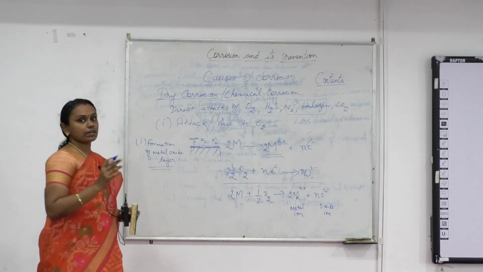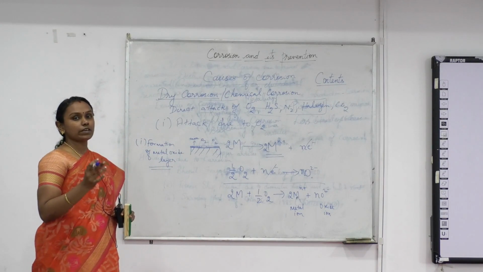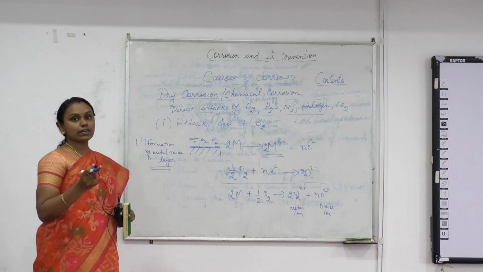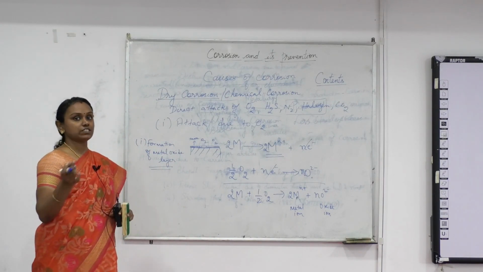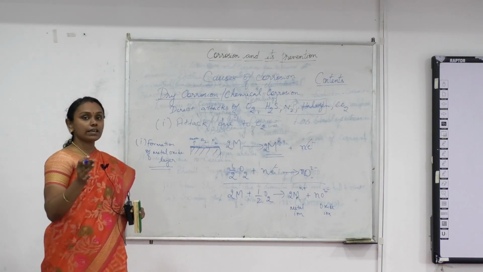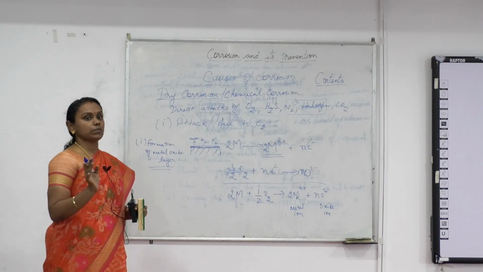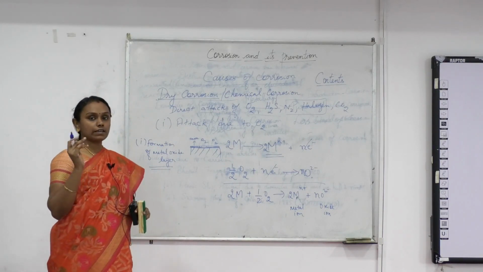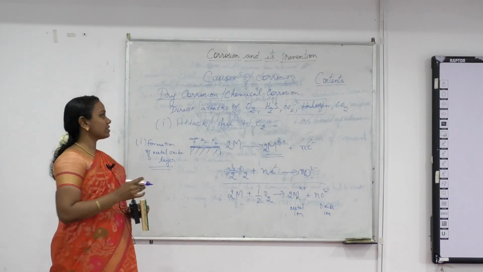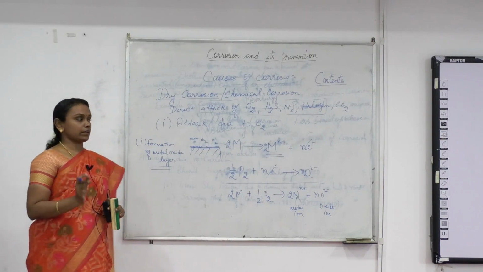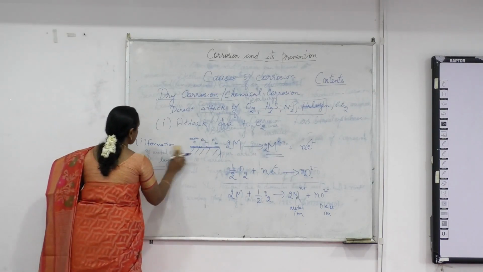Certain metals like alkali metals, lithium, sodium, potassium, and alkaline earth metals like beryllium, magnesium, calcium, strontium, can react with oxygen at low temperature itself. Other metals can react only at high temperature, whereas the noble metals will not have any reaction.